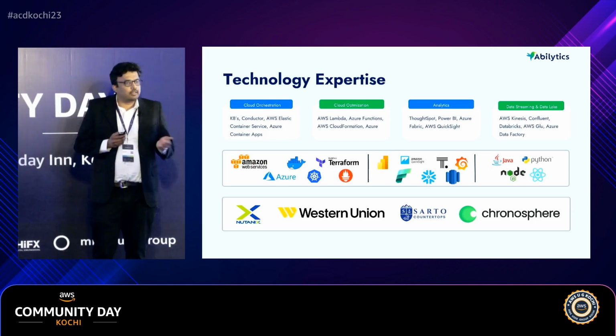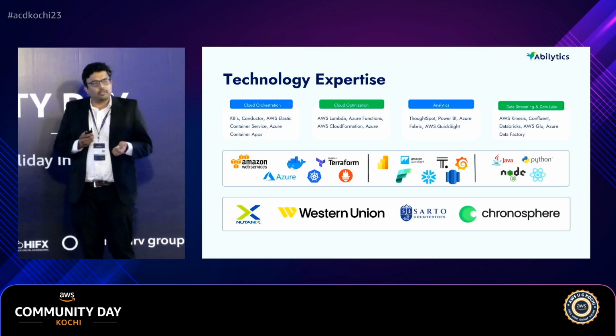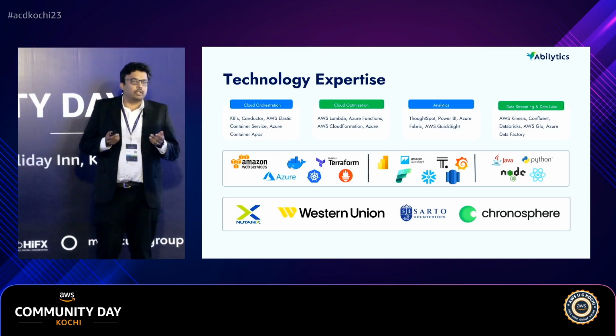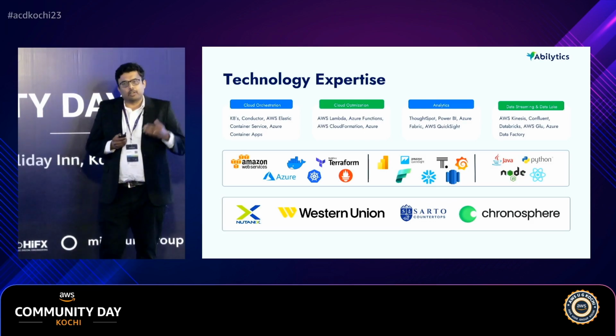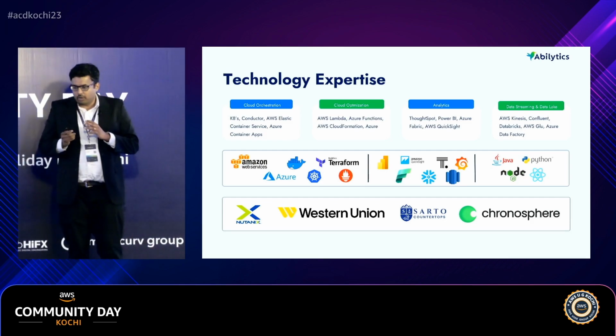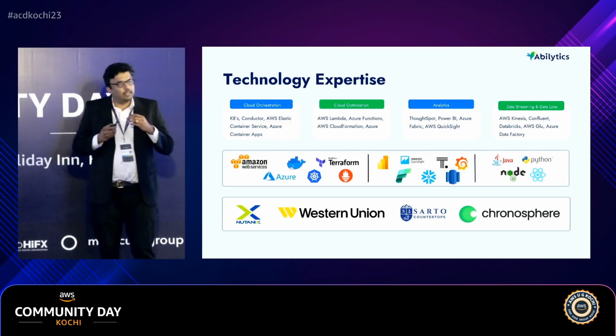You might be familiar with Nutanix if you are into hybrid cloud or hyperconverged infrastructure. Western Union is one of the fintechs that has adopted us. Sarto and Chronosphere is the commercial solution that we are talking about. So you have maybe Splunk or Datadog or similar software, and if you're looking at migrating to Chronosphere, that's where we come in as an exclusive partner in the Asia Pacific area. We also help them in moving from one of these software to Chronosphere. Chronosphere, if you're not familiar, is an observability platform based on the Prometheus and Grafana stack.